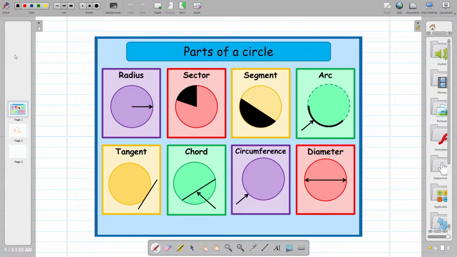I hope that you guys understood where we were coming from as a school and how important all of this is. If not, but we did just talk about parts of a circle.